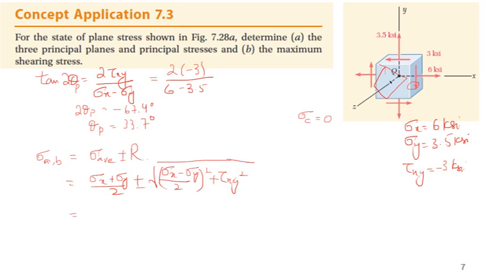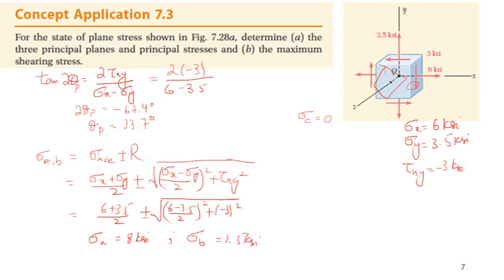So putting the value, we have (6 plus 3.5) in KSI divided by 2, plus minus under root ((6 minus 3.5) divided by 2) square plus 3 square. Now if I put the value and solve it, sigma A will be equal to 8 KSI, and sigma B is equal to 1.5 KSI, and obviously sigma C will be equal to 0.